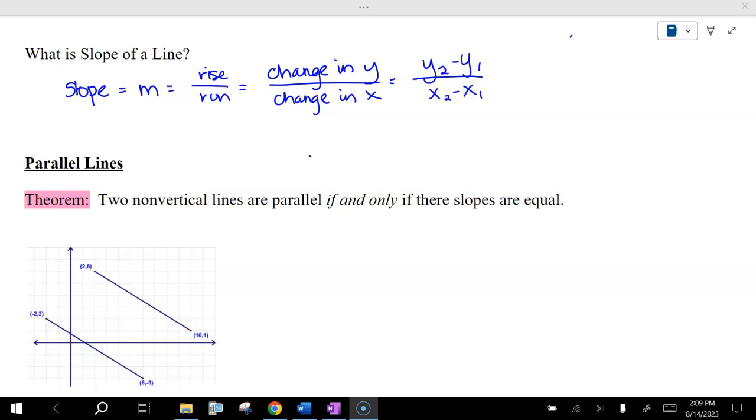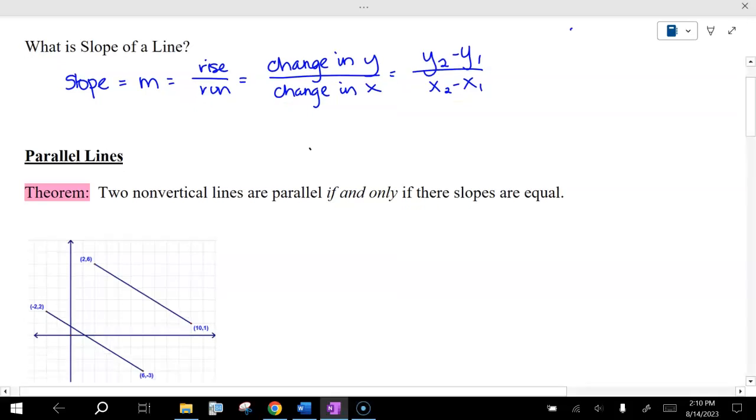and normally we think of slope as just being our rise over our run, or our change in y over our change in x, or we could go to looking at the algebraic formula, which is y2 minus y1 over x2 minus x1. So now let's talk about slope when we're talking about parallel lines.